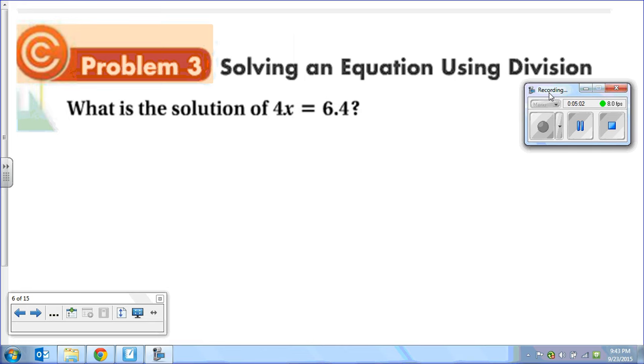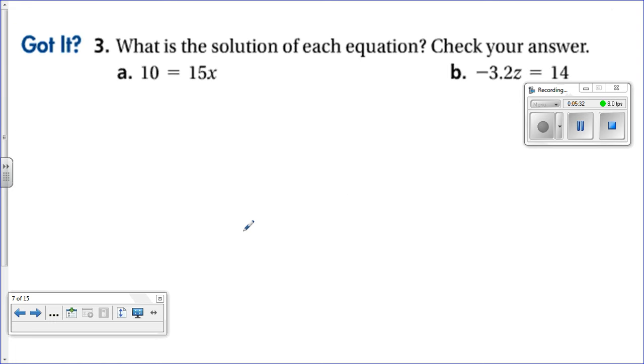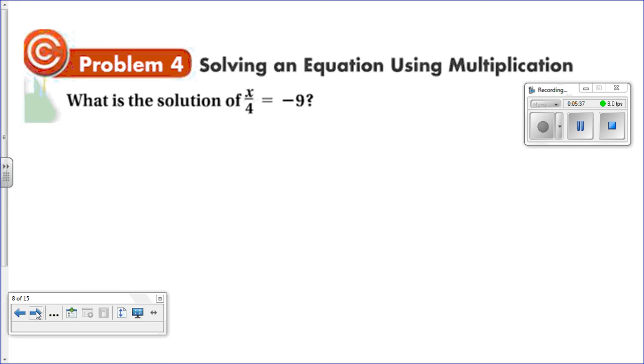Okay. Now, remember the inverse of multiplication is division, and vice versa. So, right now we have 4 times x, so the inverse would be divide by 4. So if we take 4 times x divided by 4, those cancel. And then 6.4 divided by 4 gives us 1.6. And we're going to skip over these. And we're going to go to a division one.